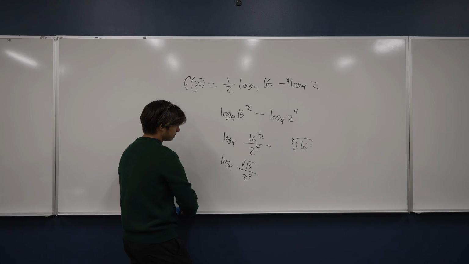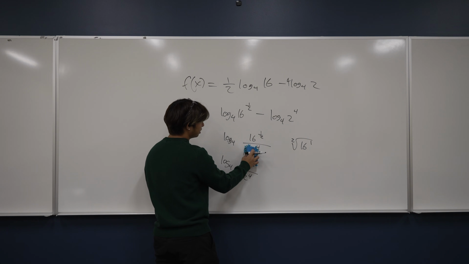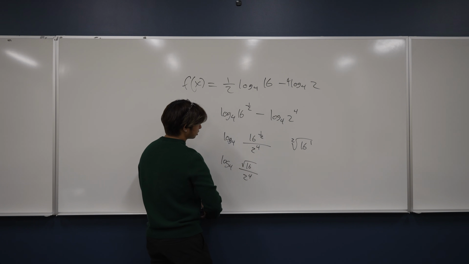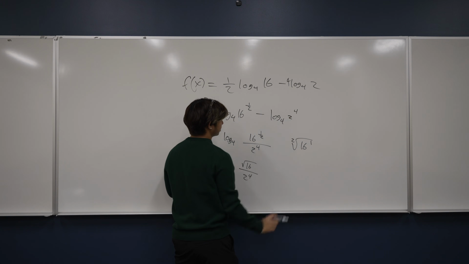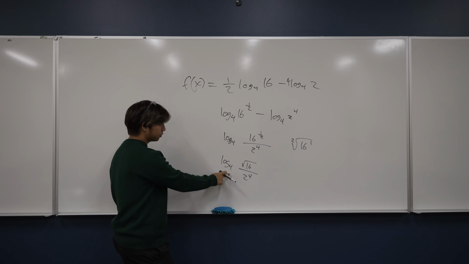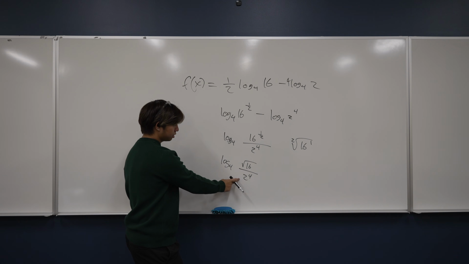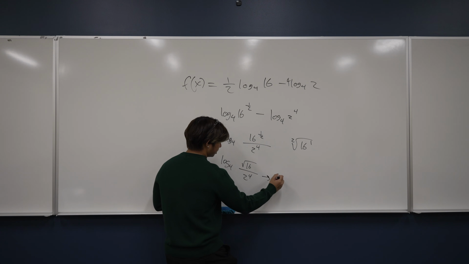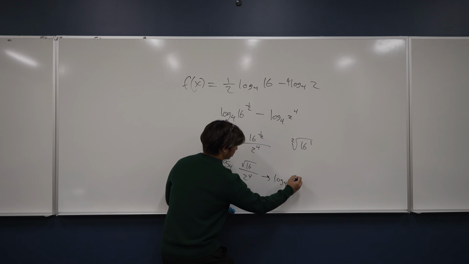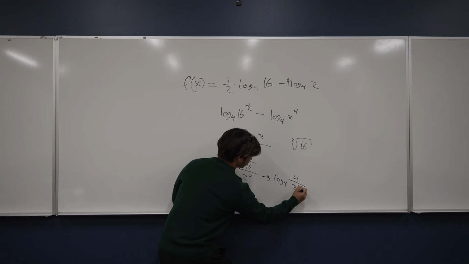All right, this is a z. I wrote that as 2. Oops. Let's do z, and this is also a z. So yeah, we have log base 4 of radical 16 over z to the 4. This can also be simplified as just log base 4 of 4 over z to the 4.